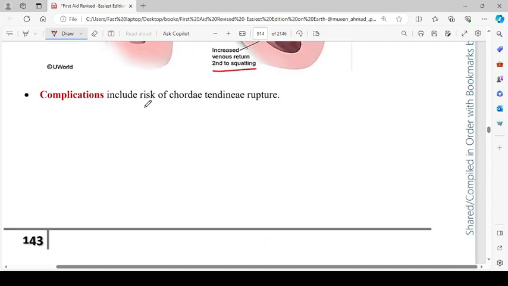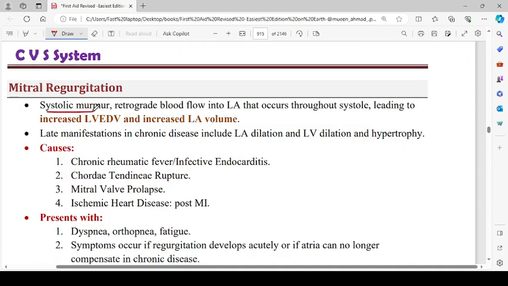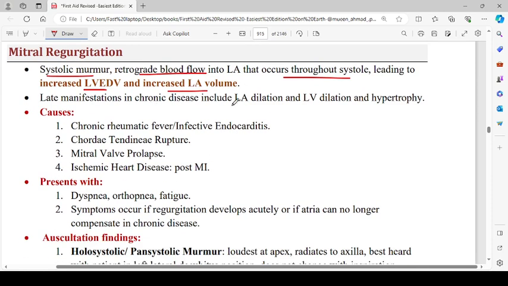Okay. Complications include the risk of chordae tendineae rupture, mitral regurgitation, systolic murmur, retrograde blood flow into the left atrium that occurs throughout the systole, leading to increased left ventricular end-diastolic volume and increased left atrial volume. Late manifestations in chronic disease include left atrial dilation and left ventricular dilation and hypertrophy.